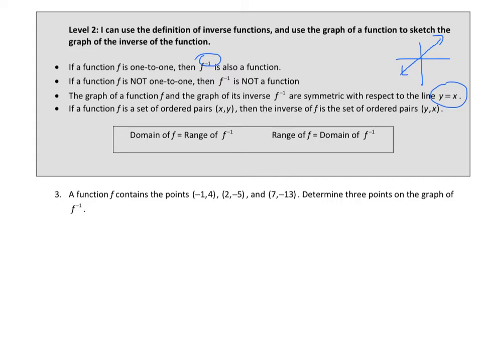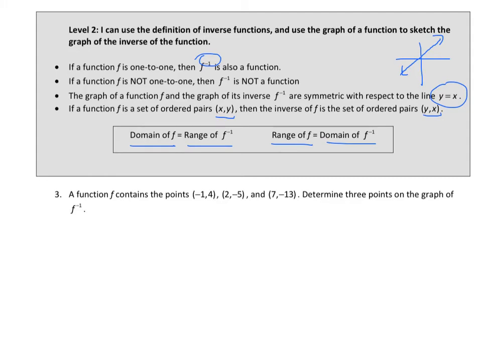And then the next part, if a function f is a set of ordered pairs x, y, then the inverse of f is the set of ordered pairs y, x. So the x's and y's just switch places. And since the x's and y's switch places, the domain of a function is going to end up being the range of the inverse, and the range of a function is the domain of the inverse. So the whole domain and range switch places.